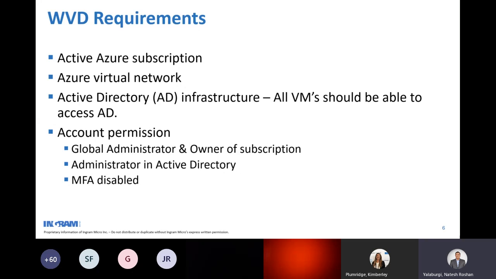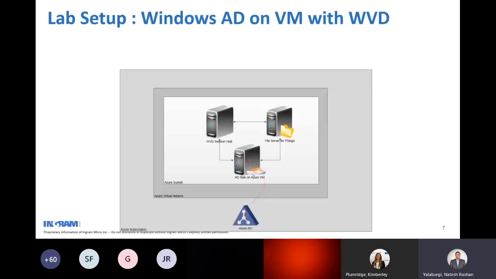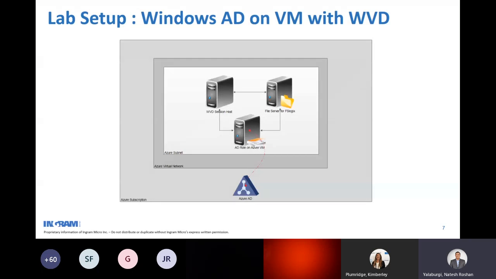These are the permissions that are required for it. So this is what my lab setup looks like. Pretty simple and straightforward. I have an Active Directory role running in my Azure virtual machine. This Active Directory role also has Azure Active Directory Connect, which is used to synchronize the roles, users, and groups from my Active Directory to Azure Active Directory, right?